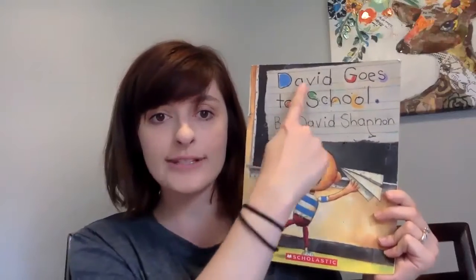Good readers do something called a picture walk. And that is when we look through the pictures, look through the book, and make predictions. A prediction is something that you think is going to happen. I know this story must be about a little boy, and it's called David Goes to School, so maybe this is David. Ooh, he's throwing a paper airplane. I wonder if he's going to make good choices. Let's take a quick walk through the pictures before we read the story.